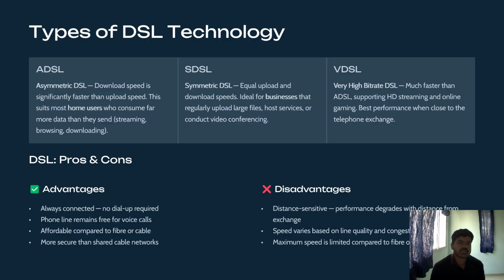Types of DSL. The first one is ADSL, the second one is SDSL, and the third one is VDSL. ADSL download speed is faster than upload speed. SDSL speed of download and upload are equal. VDSL is much faster than ADSL, supporting SD streaming and online gaming.